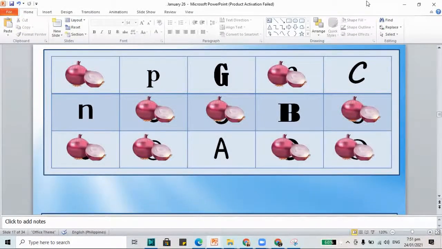How many letter O's are there? Let's count them. We have 1, 2, 3, 4, 5, 6, 7, 8, and 9. There are 9 letter O's and we cover them also with 9 onions.